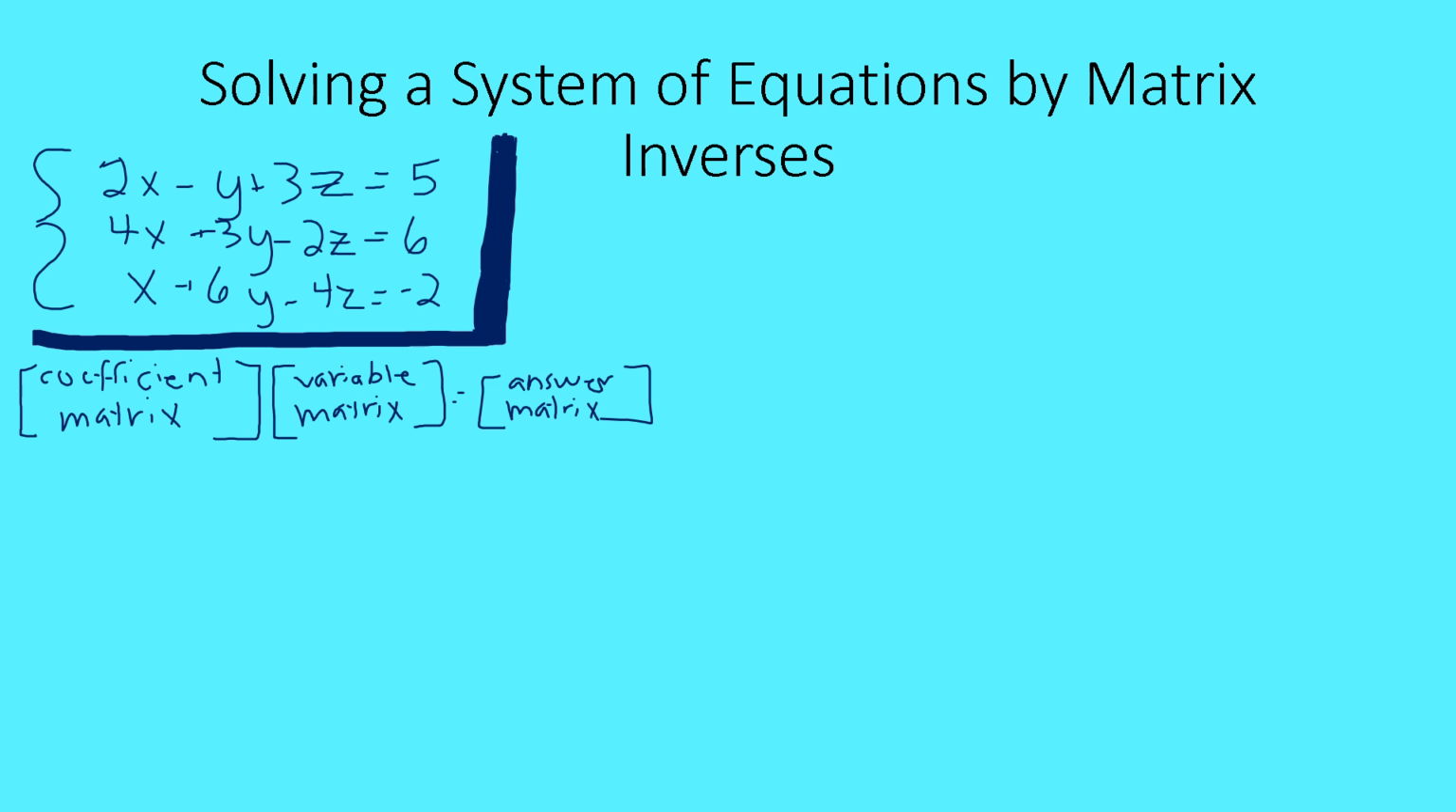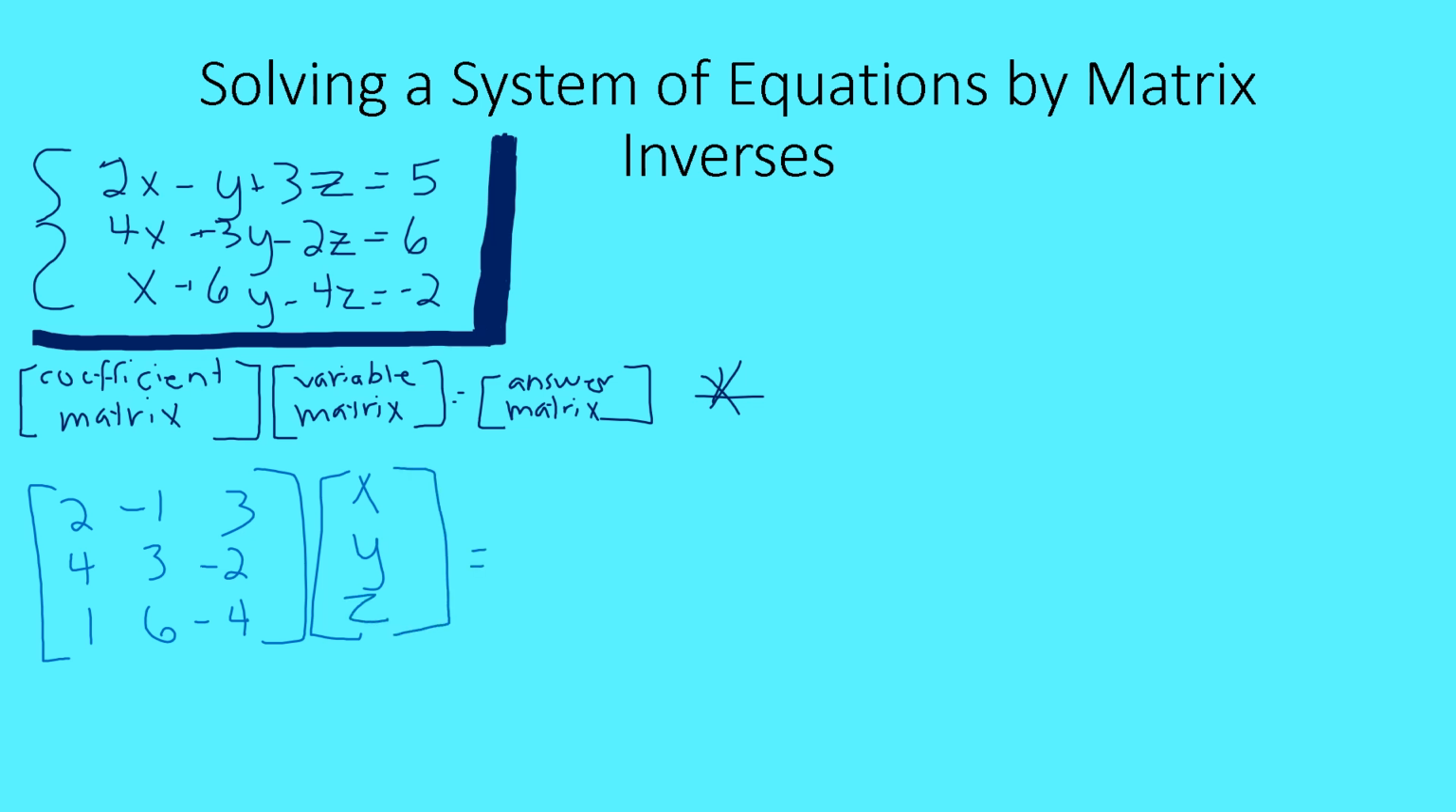So for this example, we are going to use this system of equations right here, and I also wrote a formula that you're going to use to solve each of these problems, which is right here. So in this situation, our coefficient matrix would be 2, negative 1, 3, 4, 3, negative 2, 1, 6, negative 4. And our variable matrix is going to be x, y, z. Our answer matrix is 5, 6, negative 2.